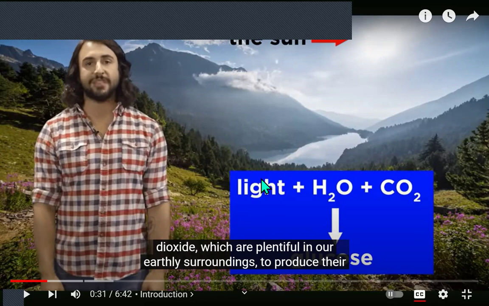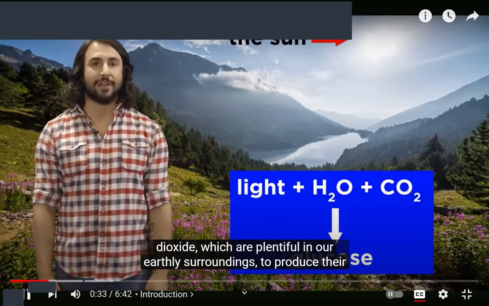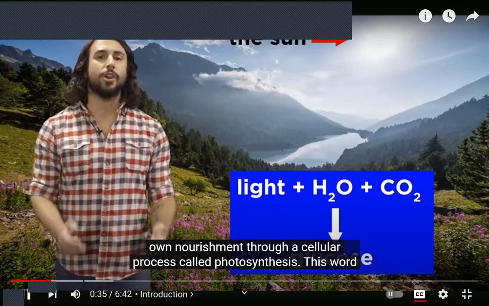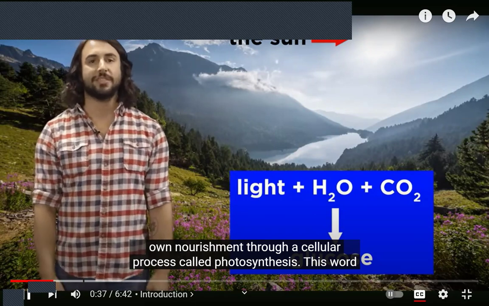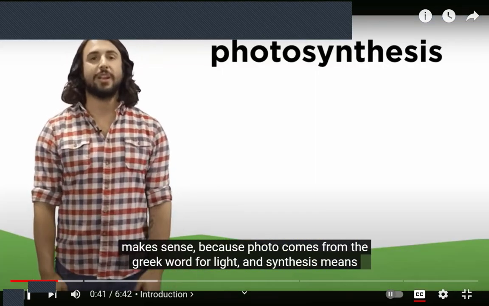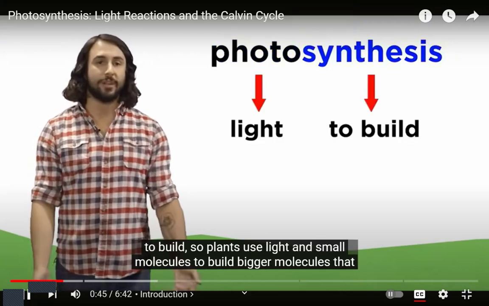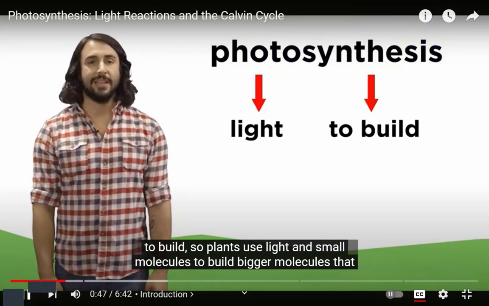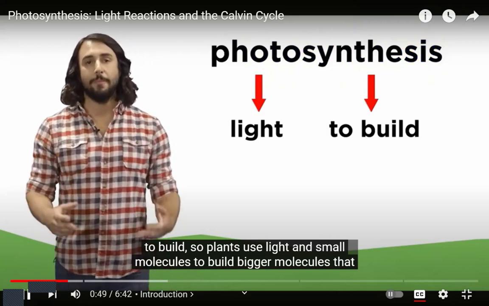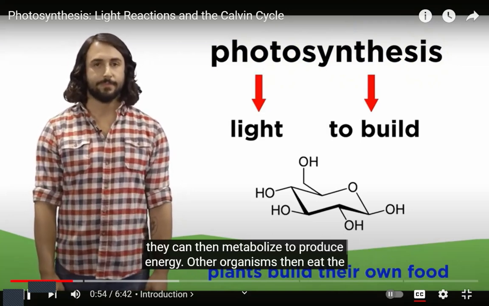So technically, we have water and carbon dioxide as a raw material. Plentiful in our earthly surroundings, to produce their own nourishment through a cellular process called photosynthesis. This word makes sense because photo comes from the Greek word for light, and synthesis means to build. So plants use light and small molecules to build bigger molecules that they can then metabolize to produce energy.